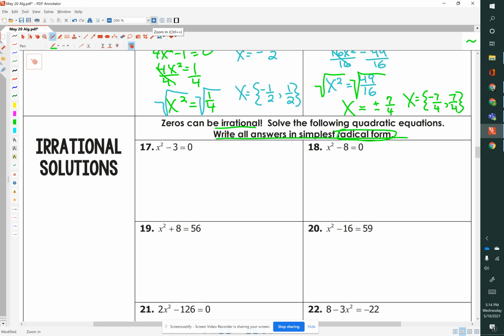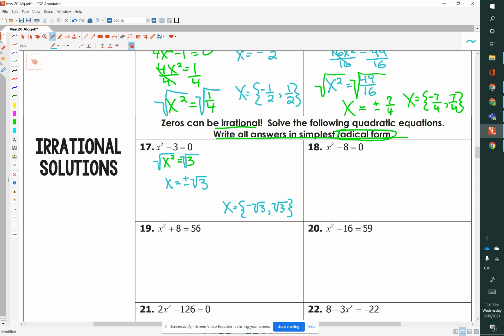Okay, number 17, x squared minus 3 equals 0. So we'll move the 3 to the other side, and we have x squared equals 3. And when we go to take the square root of these two numbers, we can take the square root of x squared, and that's x, but we cannot take a square root of 3. So it will be plus or minus the square root of 3. So when we write our set notation answer, we will write it in this form: negative square root of 3, comma, positive square root of 3, close your squiggly brackets.